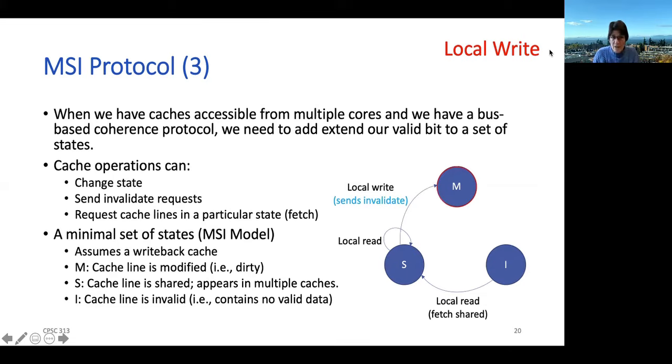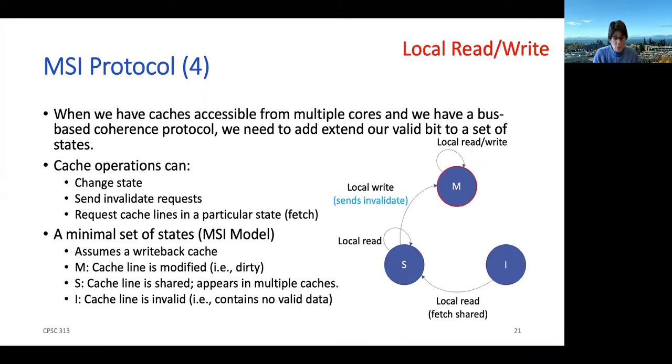I know they don't have it dirty because I would not be allowed to have it shared. So many of us might have had a copy. I'm about to write it. Everybody else has to invalidate, so I'm going to send that invalidate message. Now what happens if I'm in the modified state and I do some more reads and writes? Nothing. I can just stay in the modified state and life is good.